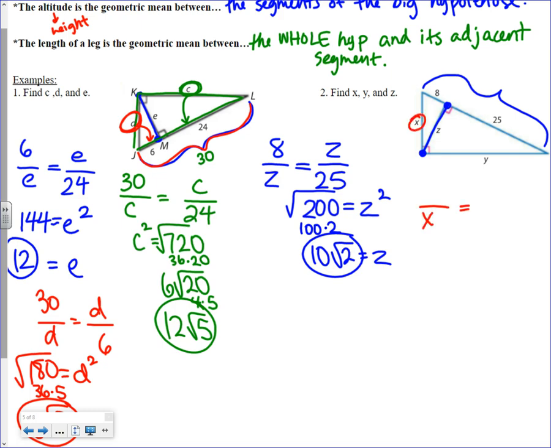So it is the geometric mean between the whole hypotenuse. How big is the whole hypotenuse? The whole thing is 33. And the adjacent segment, adjacent means next to, that would be my 8.